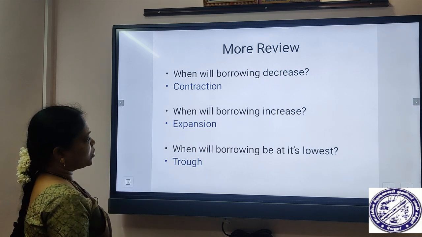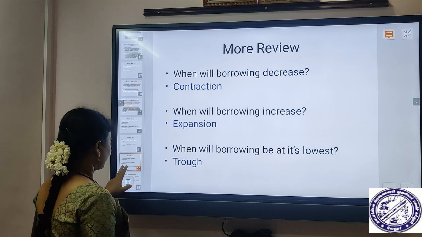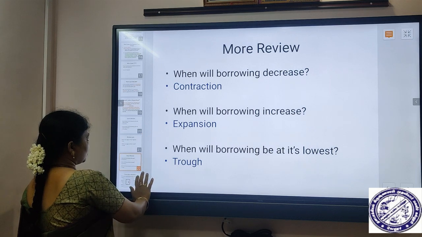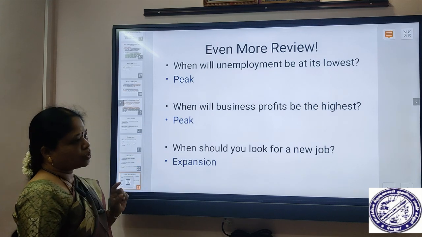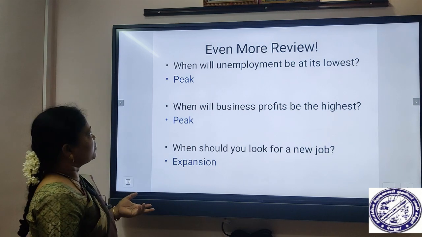The borrowings will decrease in contraction, and the opposite will happen in the expansion period. And when will borrowing be at its lowest level? During the period of trough. That is, during the trough, it will definitely be tough for the individual to go for borrowings, because repaying will not be easy for him.